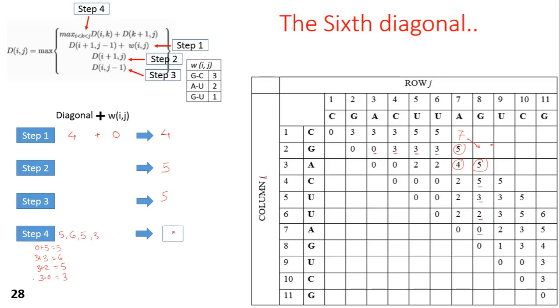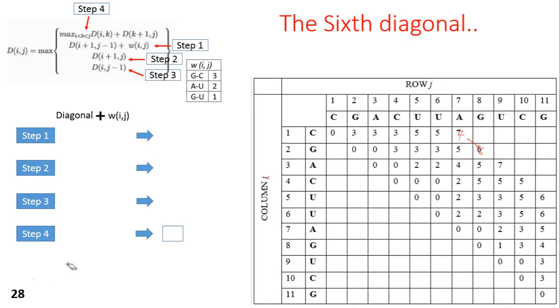Which one is the maximum? 6. So in this way we have got these 4 values. Which one is the maximum of these 4 steps? 6. So we would place 6 over here. Alright. Therefore in this way you would go on populating the 6th diagonal. So after all calculation, your 6th diagonal might look like this.